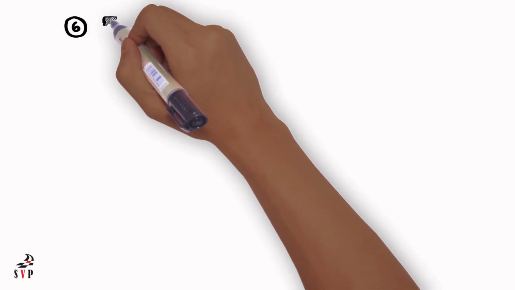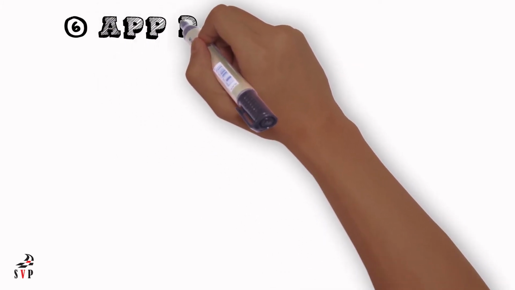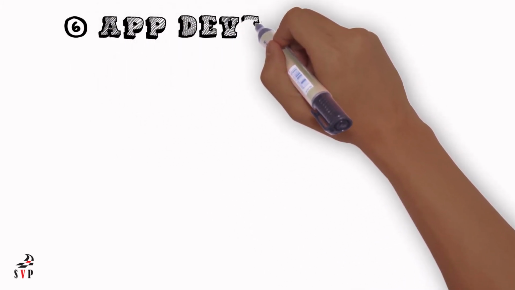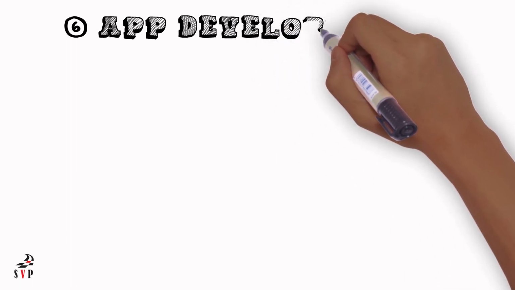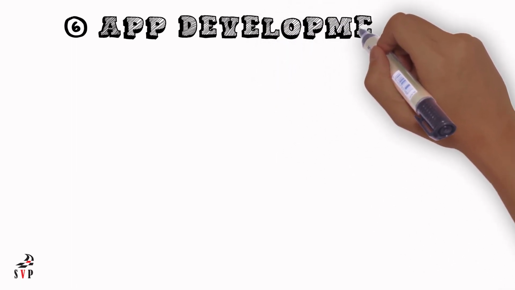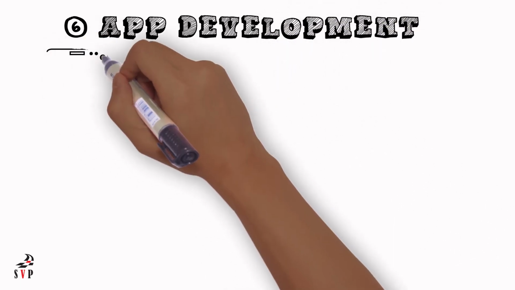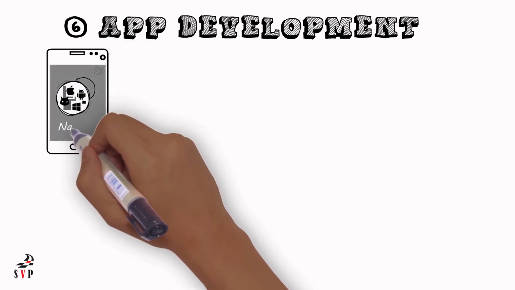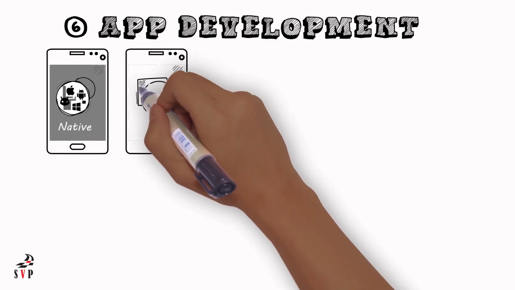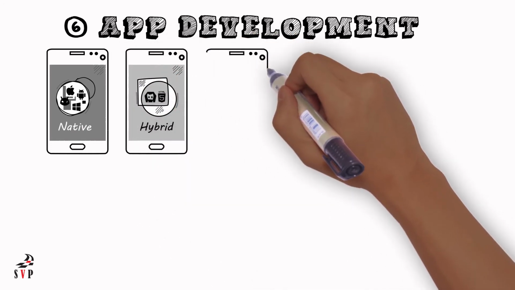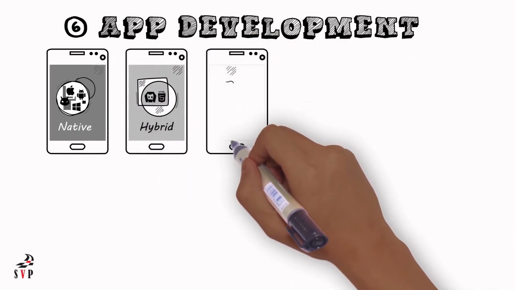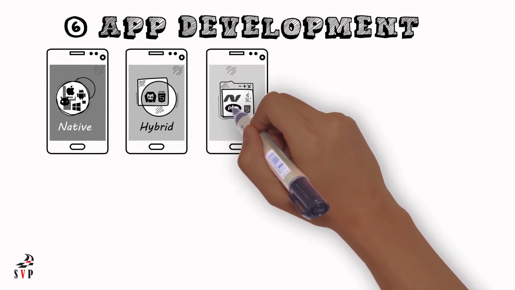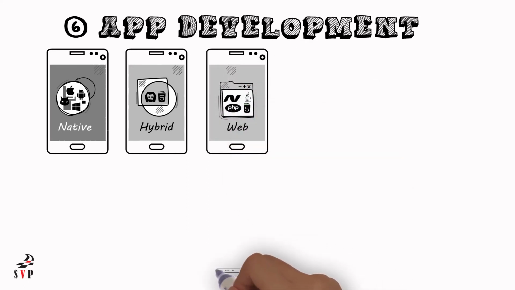Step 6. App development, 6 to 8 months. Once the above steps are complete, it's time to begin app development. Finally, right? Our team develops native, hybrid, and web-based mobile apps. Native and hybrid apps are installed in an app store, whereas web apps are mobile-optimized web pages that look like an app. Our app development process is pretty cool.